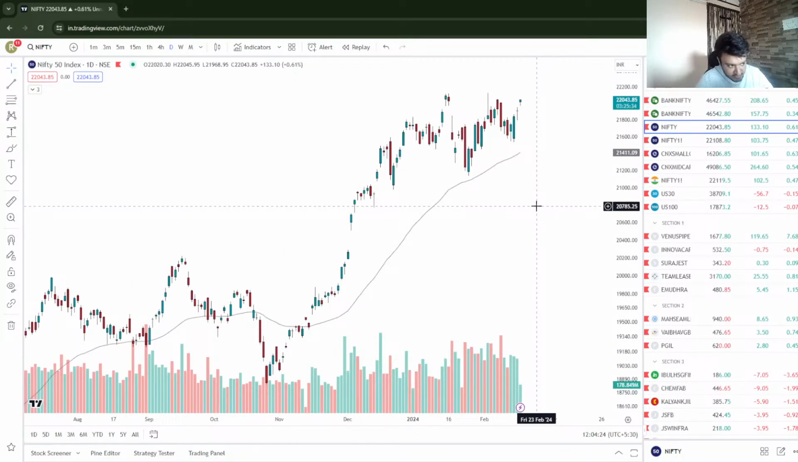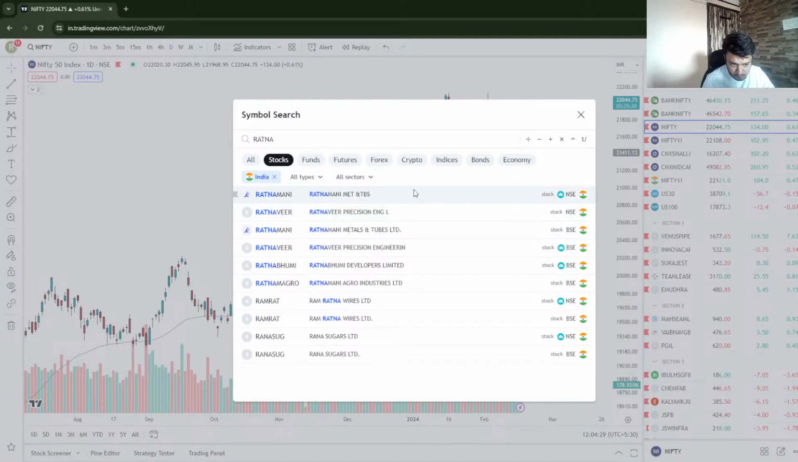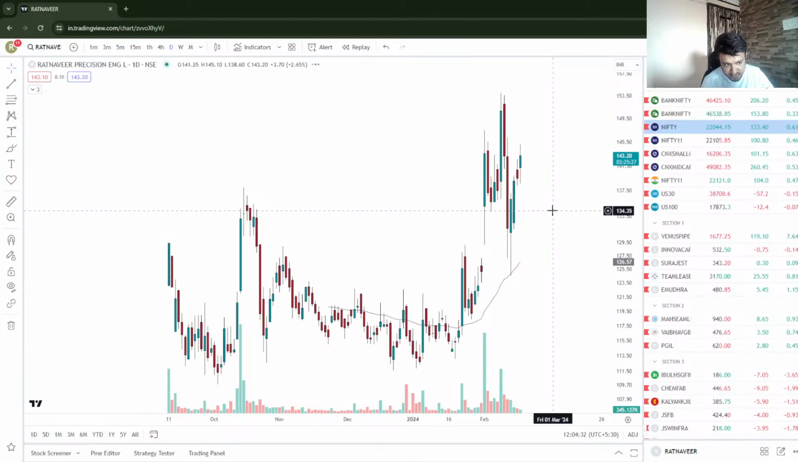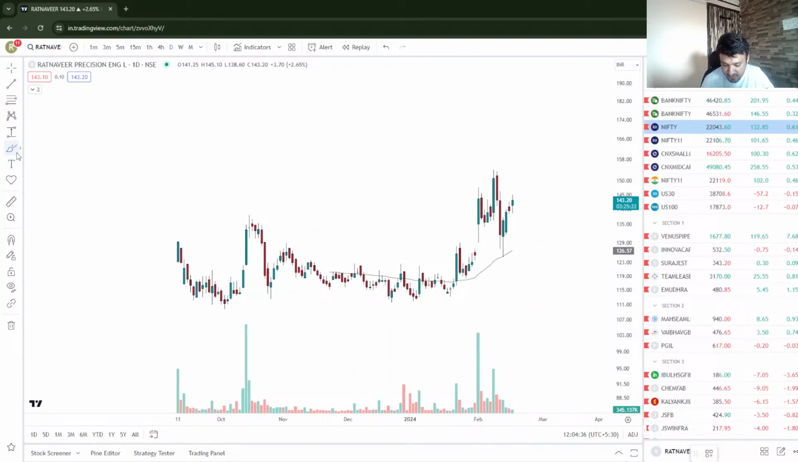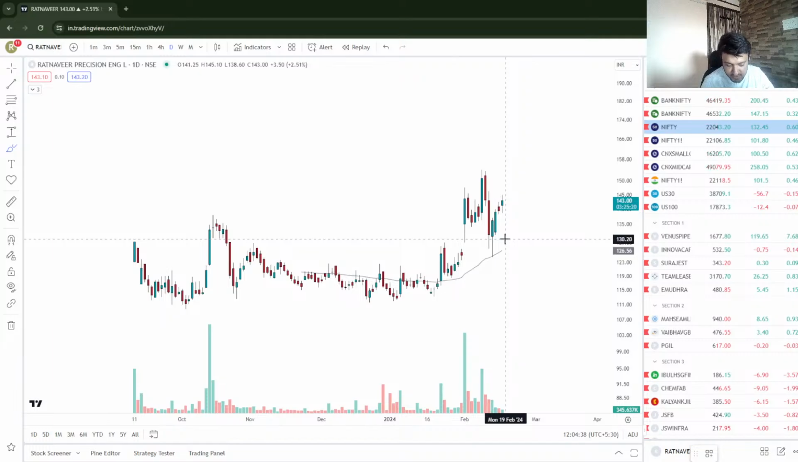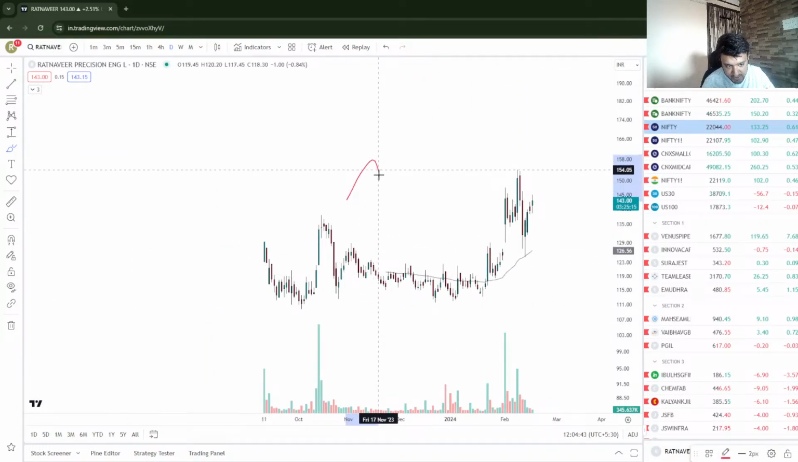Tata Industries. Ratnavir Precision. Yeah, this is gone actually. See, again, the first thing that you want to do is mark the current range of the stock. If the stock is uptrending, the current range basically becomes the highest point of the uptrend and the previous demand, or the previous swing low. So this becomes your current range.